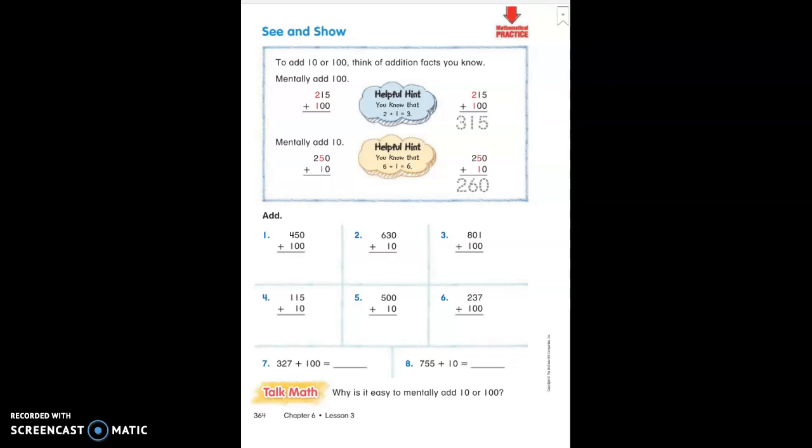Today we're going to practice adding 10 or 100 to two numbers. Some are 2-digit, some are 3-digit. In order to do 10 or 100, we just have to mentally think about how we can do that. We don't have to add with regrouping. We don't have to do it on paper and pencil. We can look and see and mentally do that.